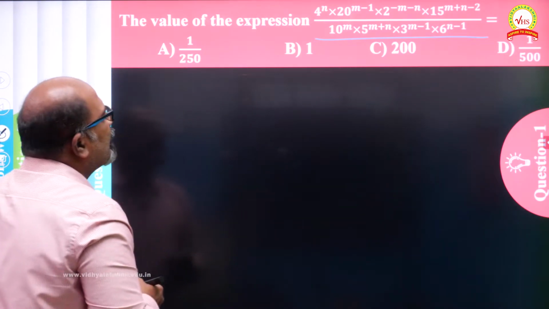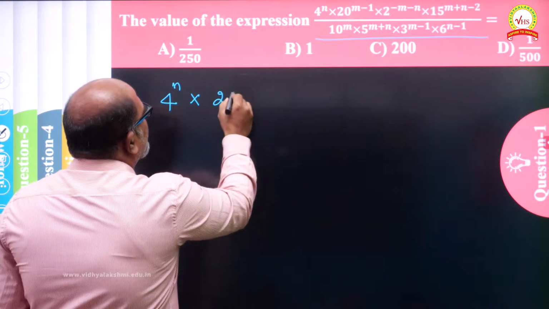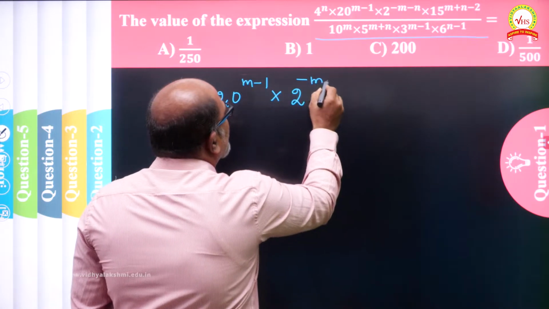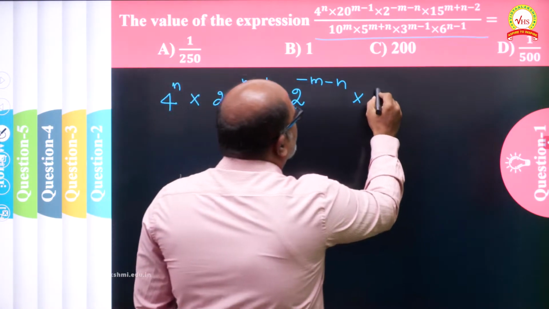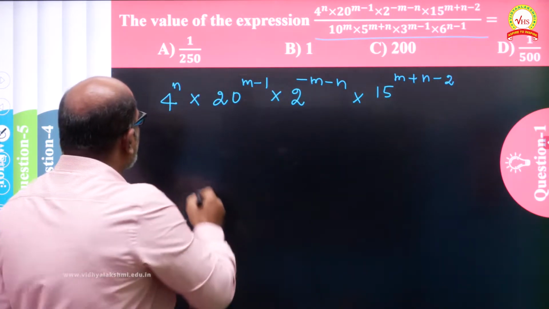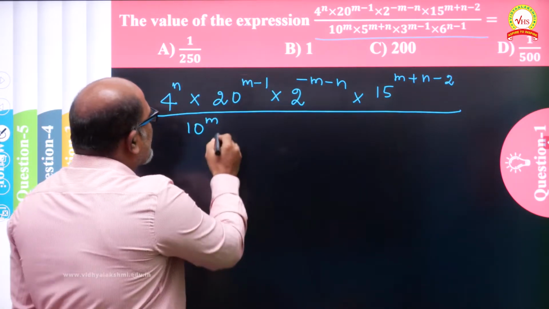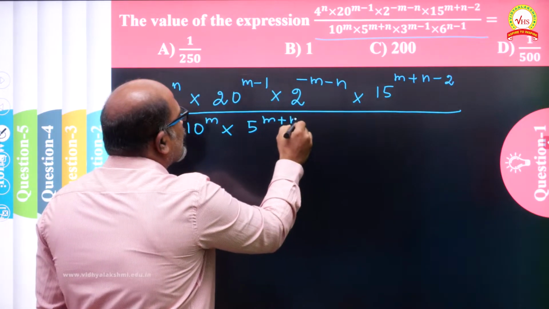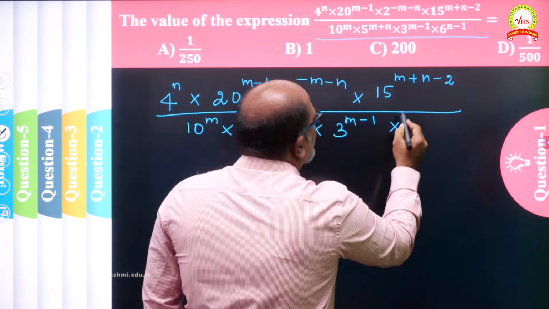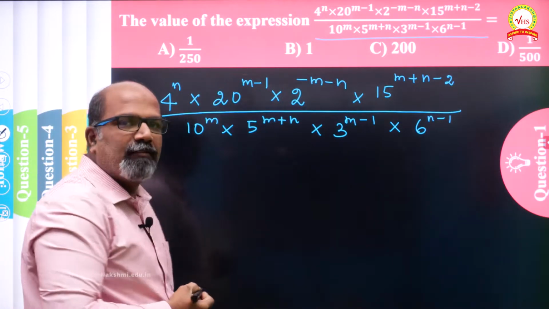First I take down the question. 4 power n multiplied by 20 power m minus 1 multiplied by 2 power minus m minus n multiplied by 15 power m plus n minus 2. The numerator part is over. Now the denominator part: 10 power m multiplied by 5 power m plus n multiplied by 3 power m minus 1, and at last multiplied by 6 power n minus 1. I hope I have taken the question carefully without any mistake.